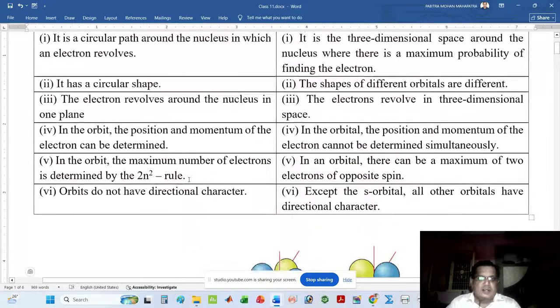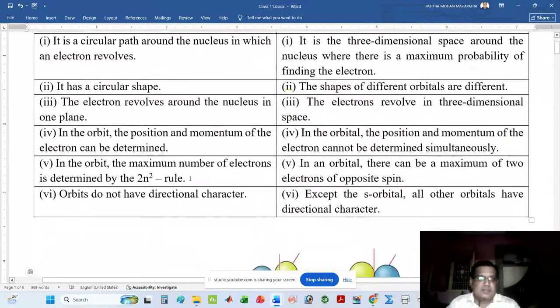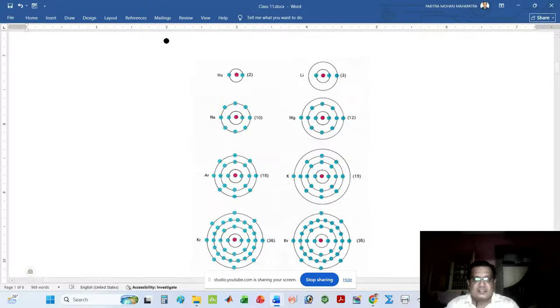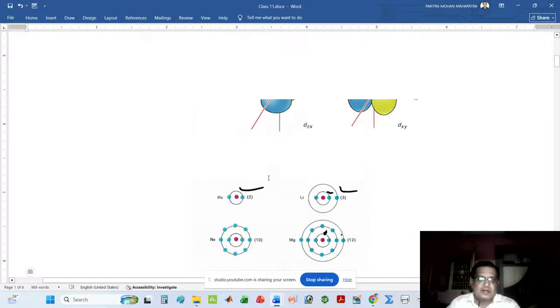Look at that. At first, I will discuss the first point. Orbits are circular. This is your K shell, this is your L shell. Here I have given K shell, L shell, M shell. Like that, different orbits are shown here for different atoms.